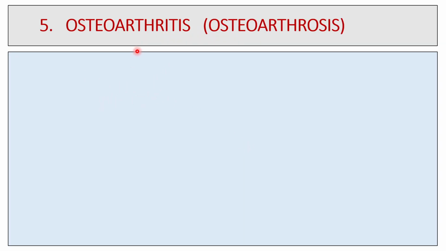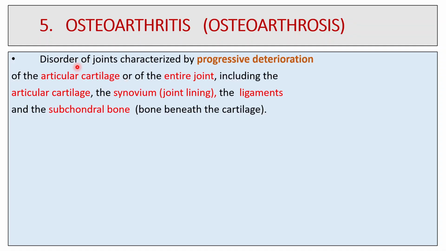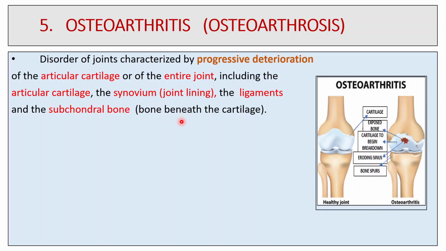Now come to osteoarthritis. This is the inflammation of the joint, involving the cartilage particularly. It is a disorder of the joints characterized by progressive deterioration of the articular cartilage or of the entire joint, including the articular cartilage, the synovium joint lining, the ligaments, and the subchondral bone, the bone beneath the cartilage.